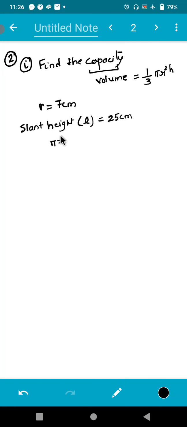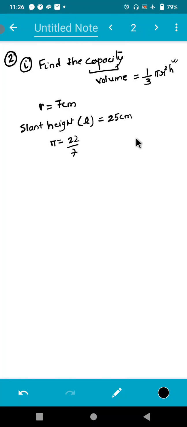Pi value is given as 22 by 7. So you see 1 by 3 is already in the formula. Pi value is also given, 22 by 7. R is also given, 7, but H is not there. You see, there is no H given. So first of all, we have to find out the value of H, then only we can find out the volume of that cone.